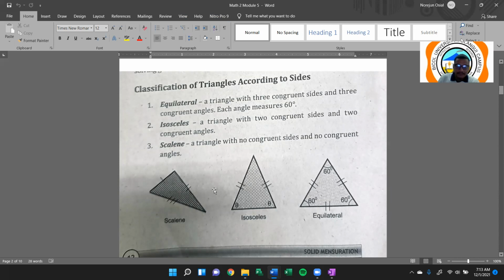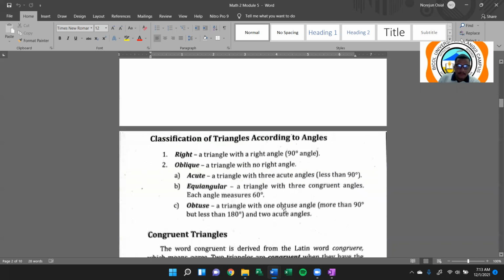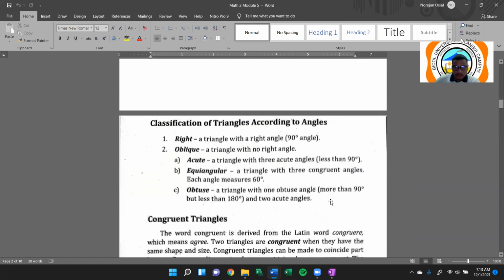Next, scalene. Scalene triangles are triangles with no congruent sides and no congruent angles. The lengths of the three sides are different, and the angles are also different. Now let's move on to the classification of triangles according to angles.